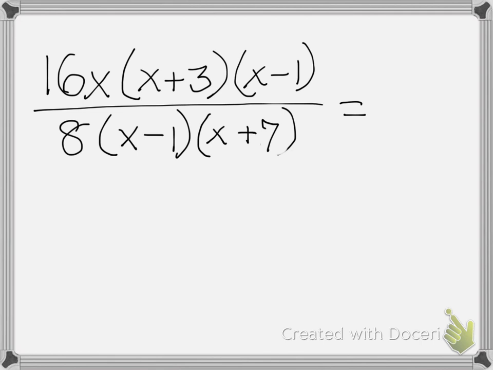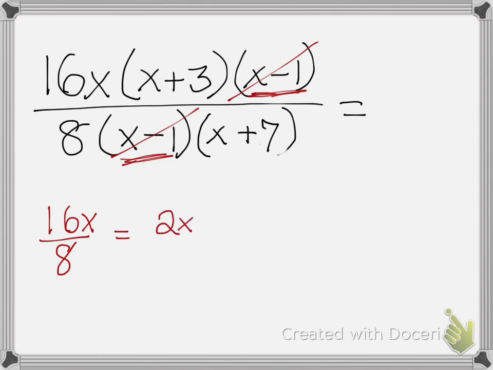As you can see, we have x minus 1 in the numerator and the denominator, so they will divide out. And if you look at my monomials, I have 16x over 8. Let's talk about that for a second. 16x over 8 basically means you're dividing. 16 divided by 8 is 2. So technically, it will be a 2x in that numerator that we left over, as well as the x plus 3 that didn't divide out with anything. And you still have your x plus 7 in your denominator.